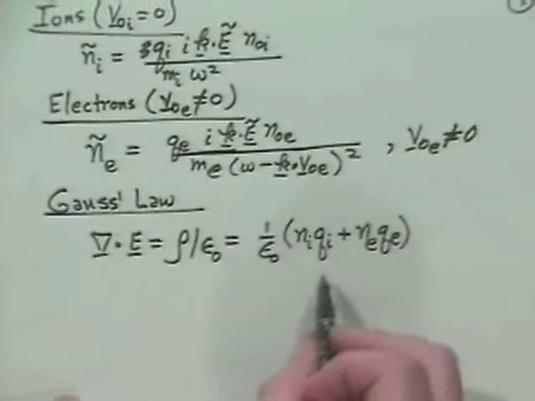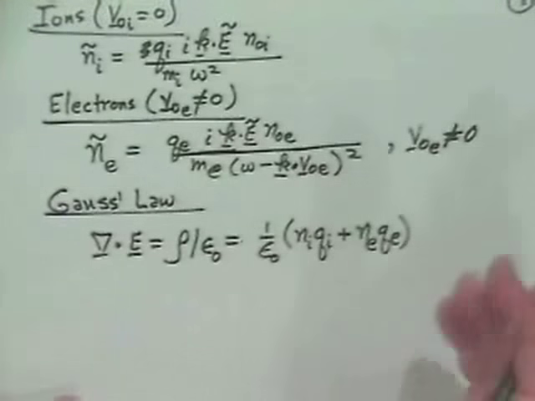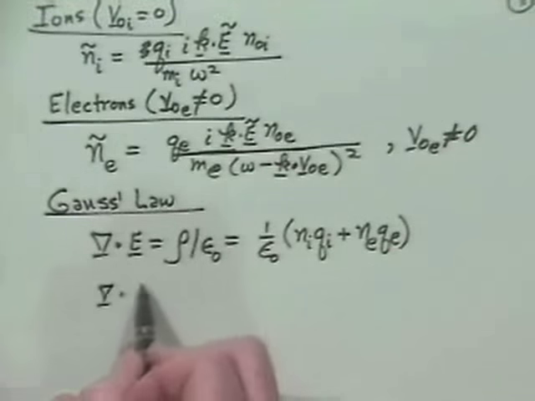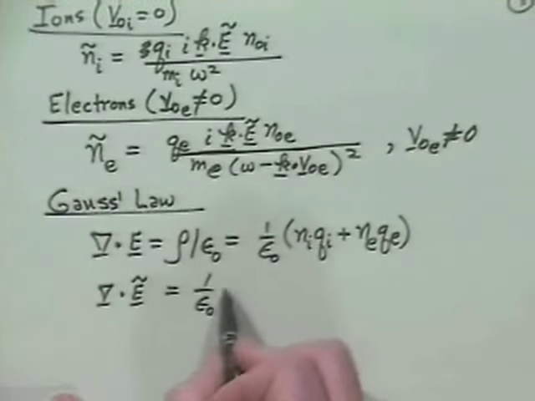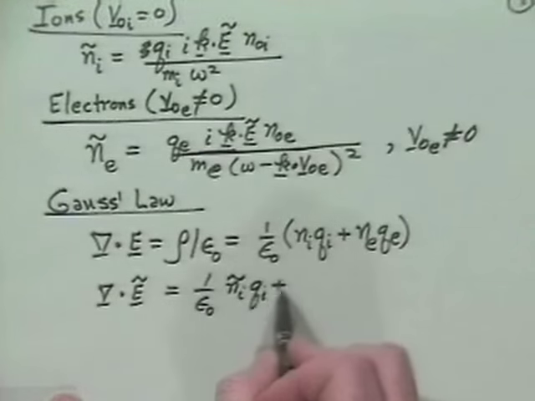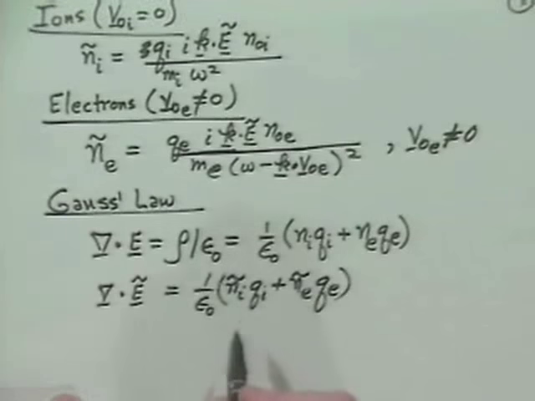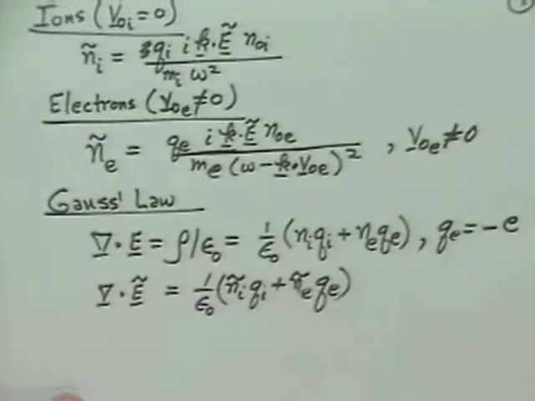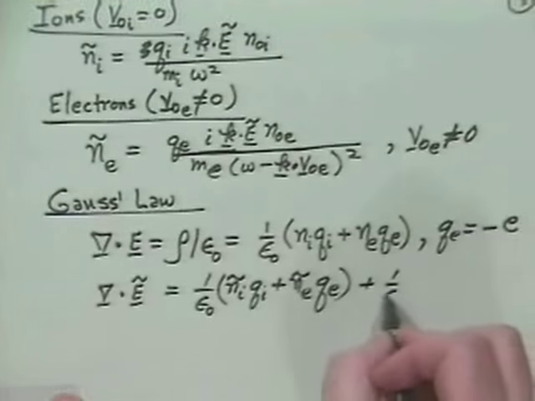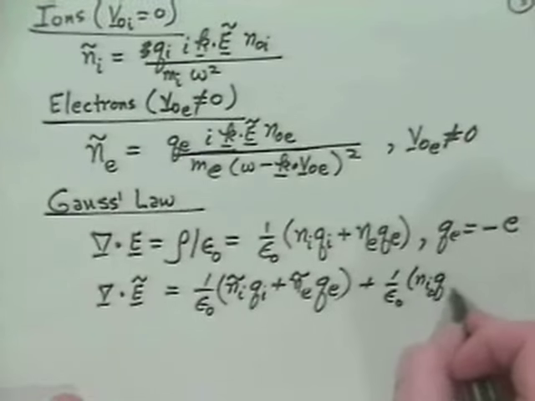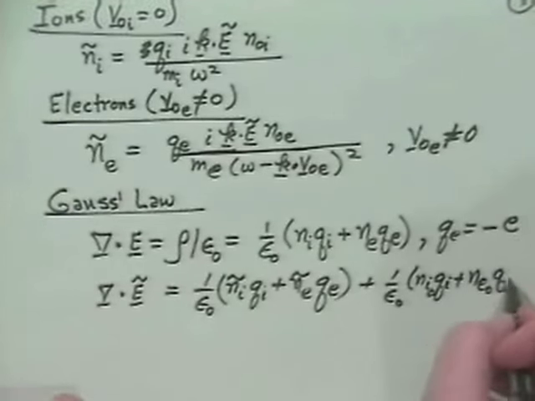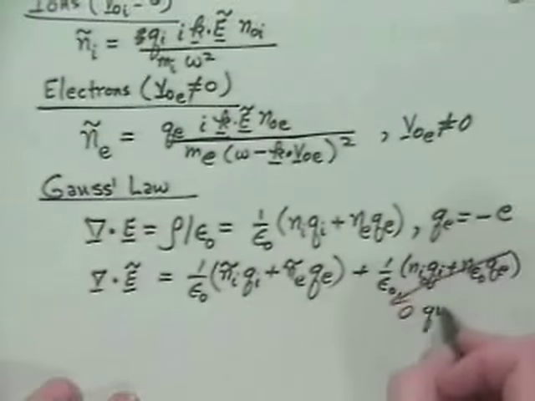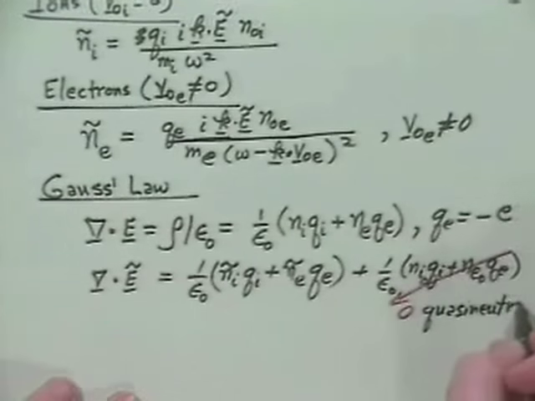Now, if I take the perturbation, in equilibrium, for quasi-neutrality, I have to have a balance between the number of ions and the number of electrons. So when I perturb, all I get is that del dot E tilde is equal to 1 over epsilon naught times n_i tilde q_i plus n_e tilde q_e. And, of course, I'm thinking that q_e here is a signed quantity, namely minus e, the charge on the electron. And there would be a term, again, 1 over epsilon naught times n_i naught q_i plus n_e naught q_e, but that's, of course, equal to 0 by quasi-neutrality in the equilibrium.